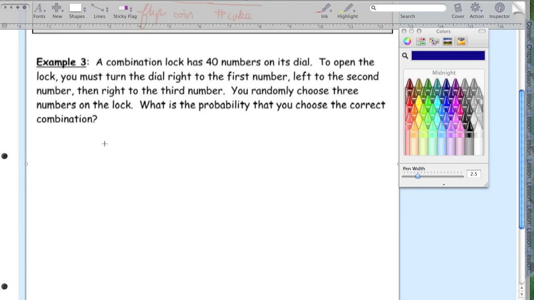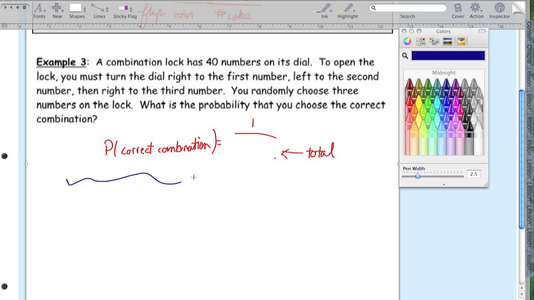Okay, so we know we want to find the probability of the correct combination. There's only one combination that's going to work. So whenever we go to figure out our probability, it's only going to be 1 out of however many total options there are. Well, that's what we need to figure out, how many total possible outcomes there are. So it tells us that this lock has 40 numbers on its dial. To open it, we need to turn it one way, the other way, then the other way. So there's 3 numbers as part of our combination. So to find our total possible outcomes, we're going to use the counting principle.